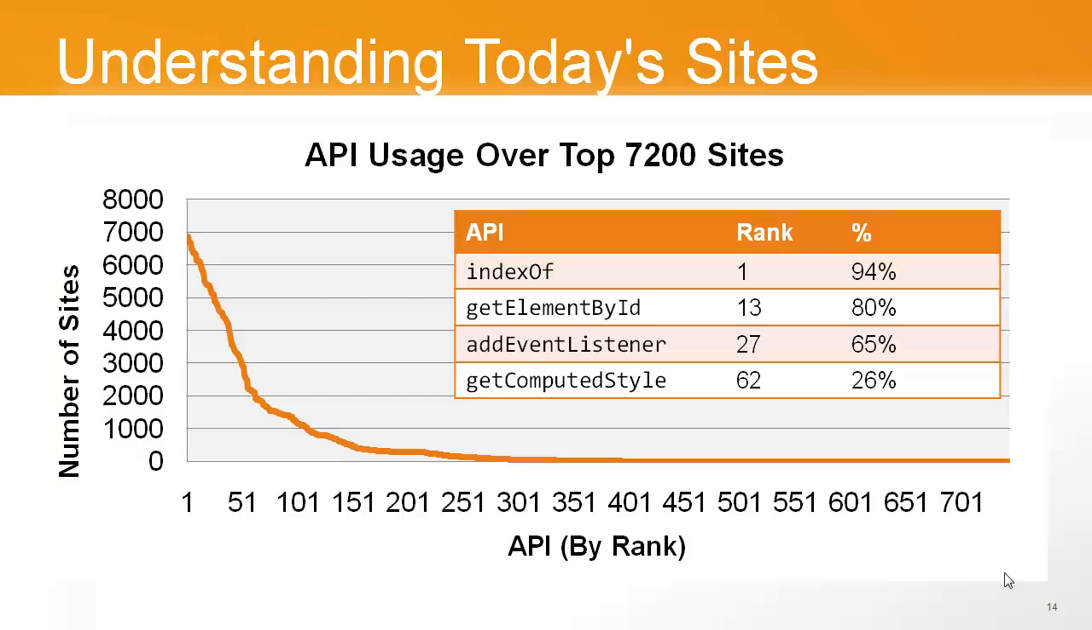So what they found is that indexOf was the number one feature of the API that was used, and this is used in 94% of the websites. And then there were other ones like getElementById, and addEventListener was used 65% of the time and was not supported at the time, and at the same time with getComputedStyle.